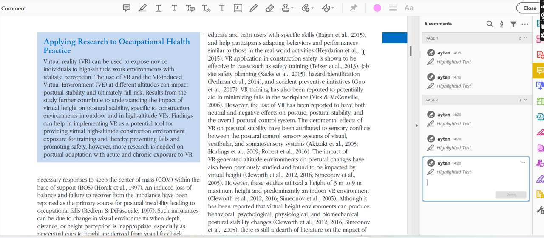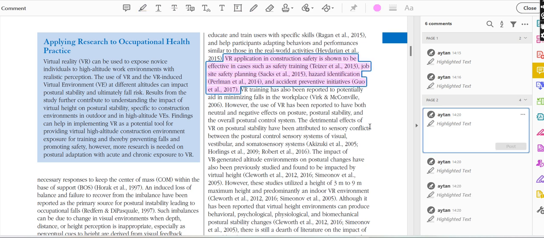VR application in construction safety is shown to be effective in cases such as safety training, job site safety planning, hazard identification, and accident preventive initiatives. VR training has also been reported to potentially aid in minimizing falls in the workplace.